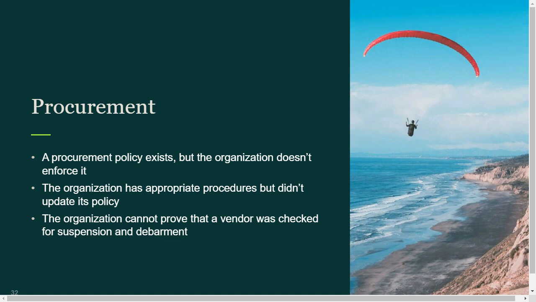And then as far as the organization cannot prove that a vendor was checked for suspension and debarment, I saw a question in the Q&A. They're asking, do we have to check every vendor that we use federal funds for? And the answer would be yes. And best practice, what I've seen is if you can do a screenshot or something and retain that in the vendor file to evidence that they were checked at the time of that initial usage, that's going to be best practice.